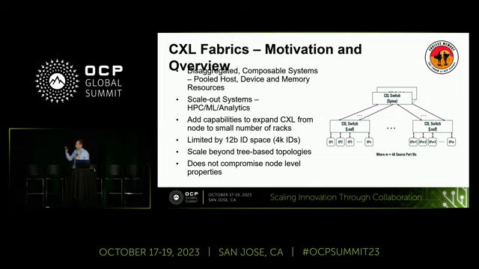We certainly wanted to scale beyond the tree-based topology limitation that came along with a lot of the great architectural stuff that we were able to borrow from PCIe for this. Tree-based topologies, when you're scaling out, can be pretty problematic. So we needed to enable that. And with all of this, we needed to ensure that it did not compromise node-level properties, right? Because as I've said already, that single node use case, just memory expansion within a single server, is very important. So we didn't want to slow that down or impede that in any way.